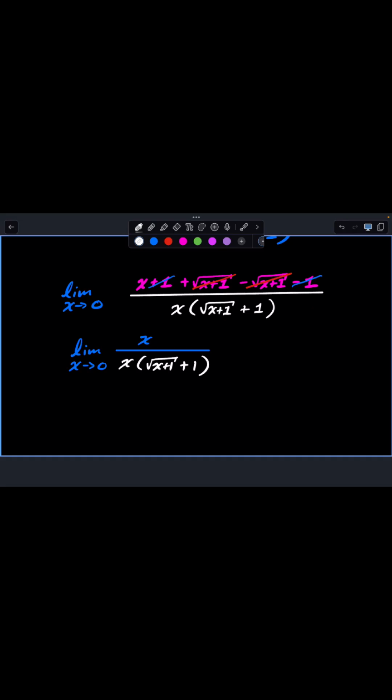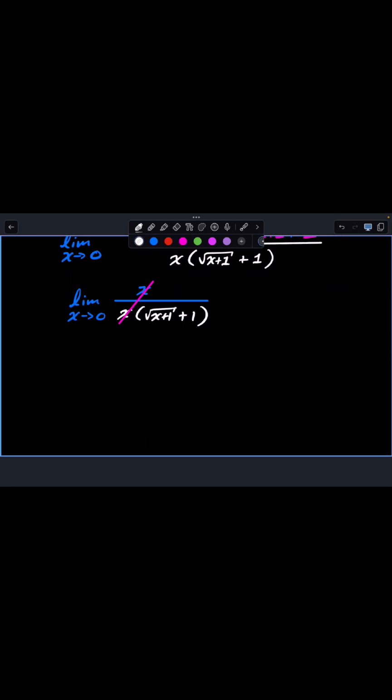Do you notice something else? I have x in the numerator, and in the denominator, I have x times the square root of x plus 1 plus 1. Doesn't this reduce? Yeah. What does it reduce to? I have the limit as x approaches 0 of 1, because x divided by x is 1, right?